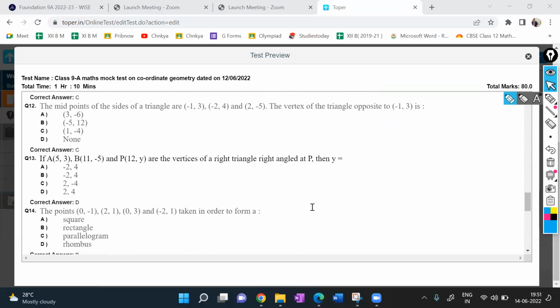Next, the midpoint of the sides. The midpoints of these sides, the vertex of the triangle opposite to this. Guys, whatever we learned, exactly that, from that only the questions have been asked. Just a minute, one second. Where is this charger?